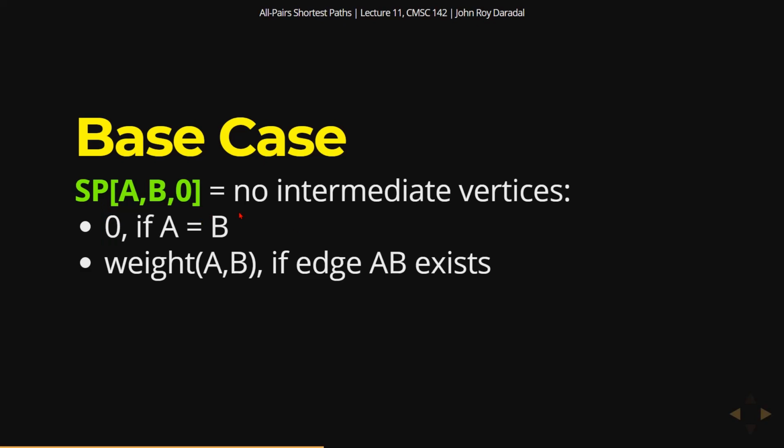And then if edge AB exists, then we will write the weight of AB along this cell. Okay, because that is the immediate way to get from A to B, because there is an edge that exists. Okay, otherwise it would be infinity because it's unreachable. Okay, if there is no edge that connects them, it's infinity because you cannot reach A to B without any intermediate vertices. Okay, so this would be our base case. So we'll fill this up for all edges, and then along the diagonals we'll write zeros.